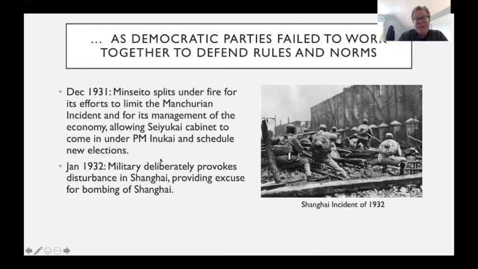But before that happens, the military again takes advantage of the disarray in domestic politics back in Japan to stage another incident in the major city of Shanghai, which they then used as an excuse to bomb the city from the air and to fight another battle on the streets of Shanghai in 1932.